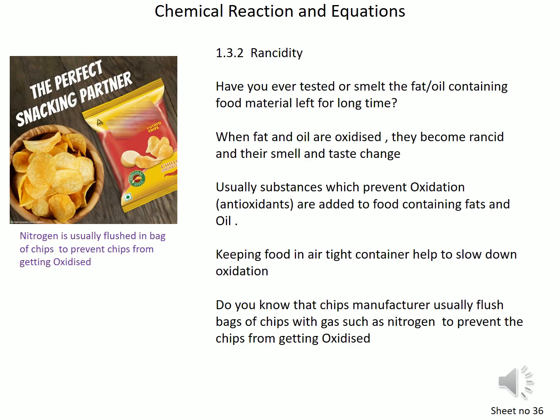So what exactly is happening when fats or oils are oxidized? They become rancid, and their smell and taste change. They start giving a bad taste and smell. Usually, substances which prevent oxidation are antioxidants. These are added to food containing fats and oils. So if we are able to add an antioxidant along with this food, it will reduce the speed of oxidation. Keeping food in an airtight container helps to slow down oxidation.